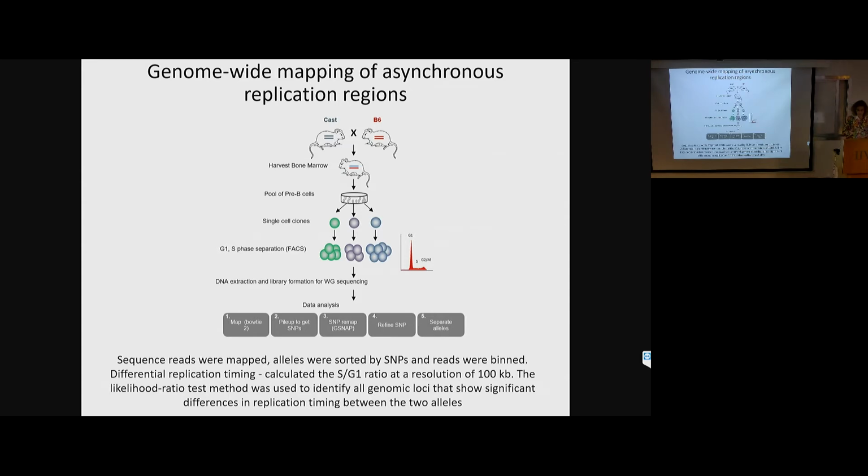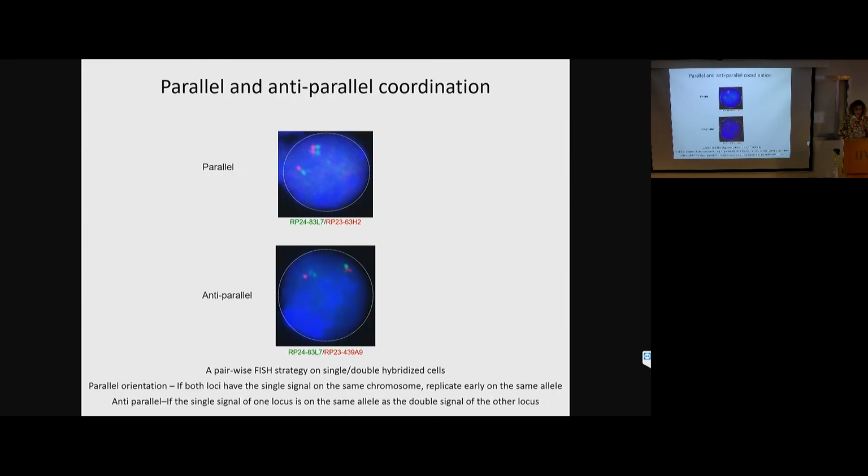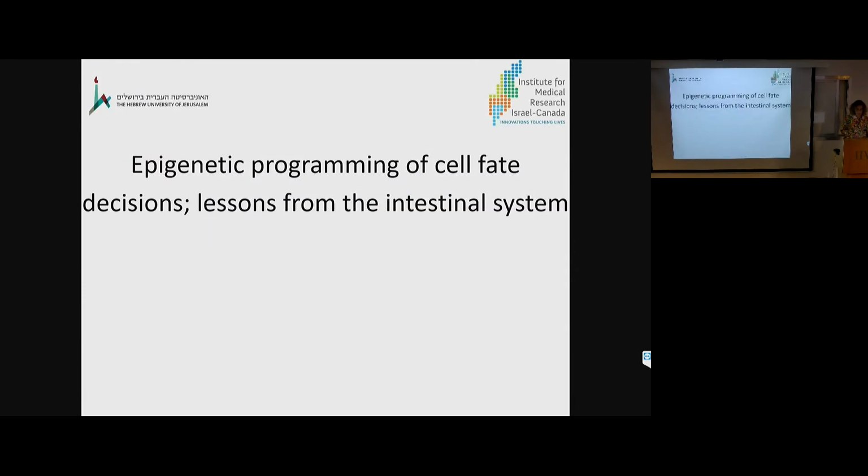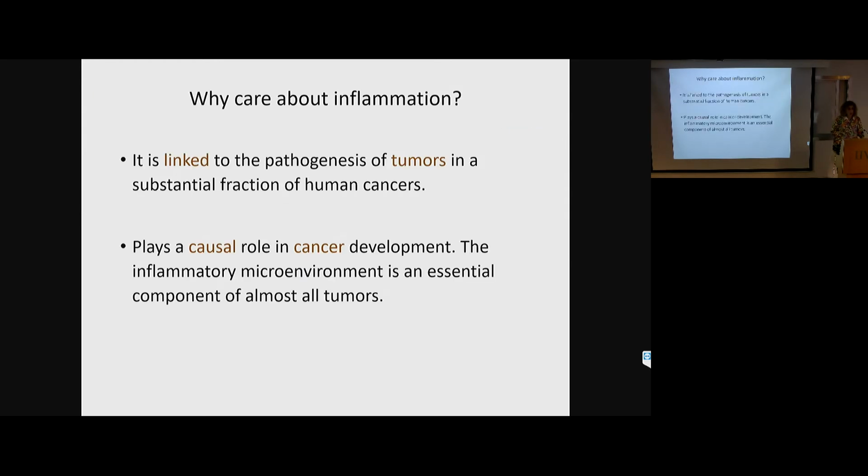Okay, so I'll go now to the second part of the talk, which is lessons from the intestinal system. Some years ago, we became interested in the processes of inflammation. Why? Because we figured out, like other people, that it is linked to the pathogenesis of tumors in a substantial fraction of human cancers, and it plays a causal role in cancer development.